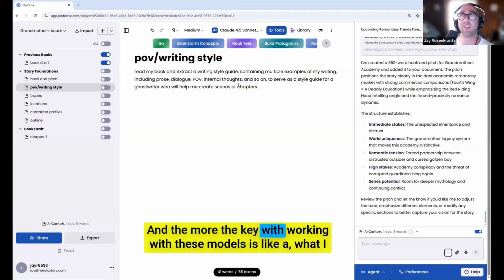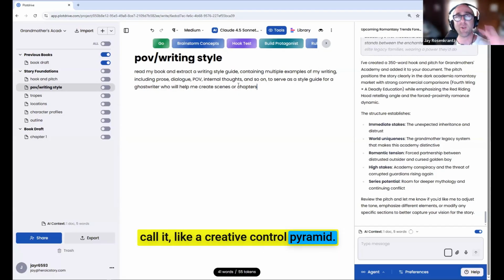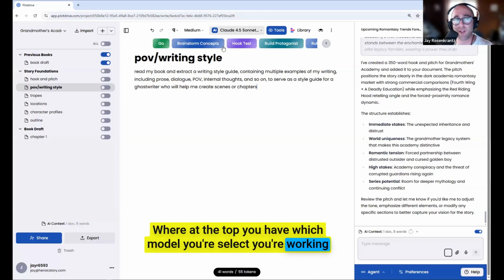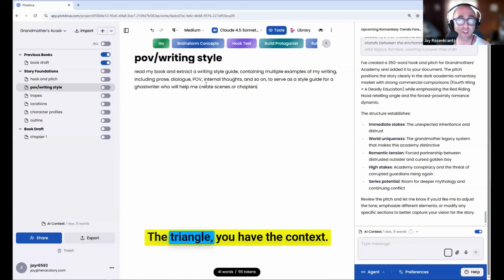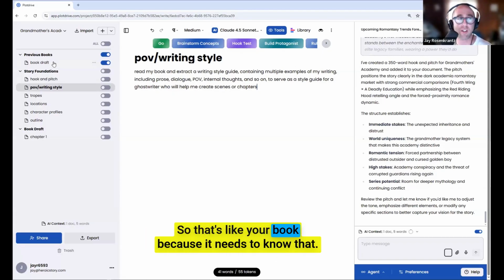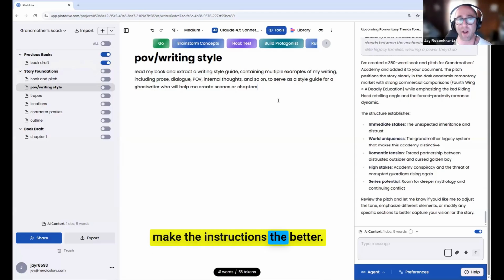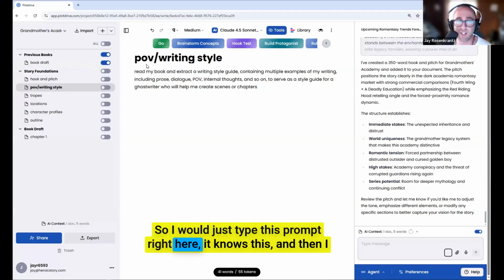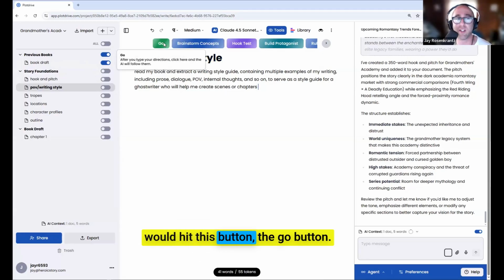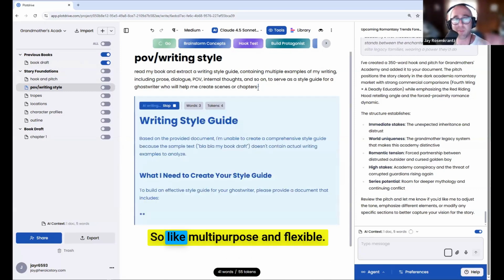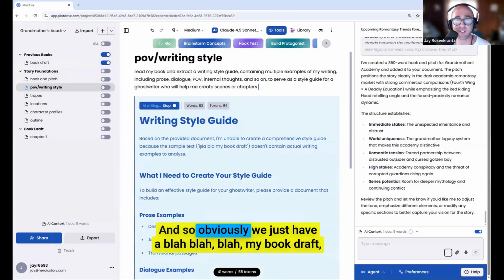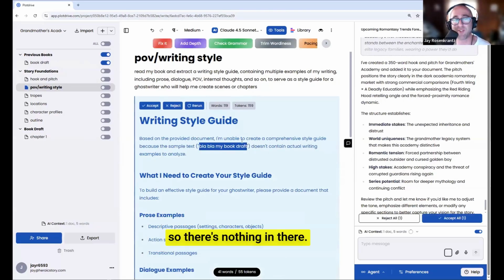And the key with working with these models is what I call a creative control pyramid, where at the top you have which model you're working with. On one node of the triangle, you have the context. That's your book, because it needs to know that. And then the other side is the instructions. And the clearer you make the instructions, the better. So I would just type this prompt right here. It knows this, and then I would hit this button, the go button. And the go button just runs your instructions right in the document. So it's multi-purpose and flexible. And obviously we just have a placeholder for my book draft, so there's nothing in there.